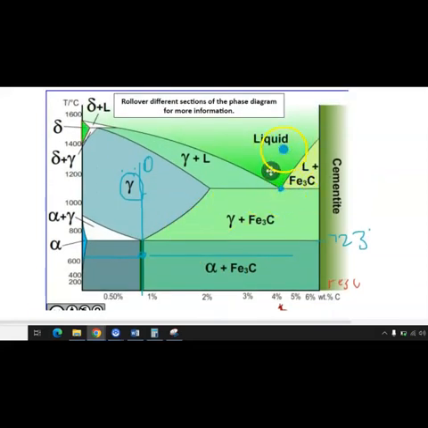Now, what is that point then? This one. Let's have a look at this reaction here. If I cool it down, this is liquid, this is still liquid, still liquid, still liquid. But as soon as I go here, one liquid converts into two different solids. What are two different solids? This and that.